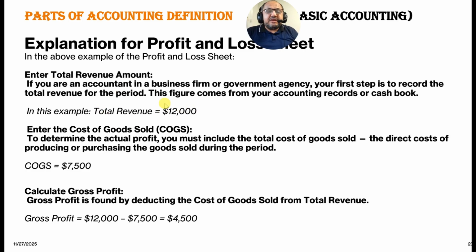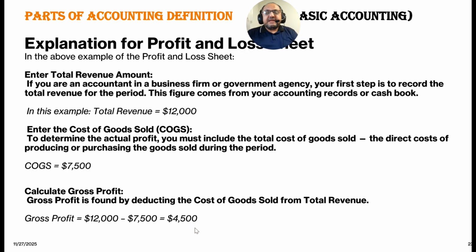You prepare this on the basis of that. $12,000 is our revenue. From here, to find the cost of goods, we enter the amount of our cost of goods as 7,500. Then calculate gross profit, meaning not net profit, gross, which still includes the operation expenses. Gross profit is equal to 12,000 minus cost of goods, COGS, 7,500. And as a result, we have gross profit of $4,500.